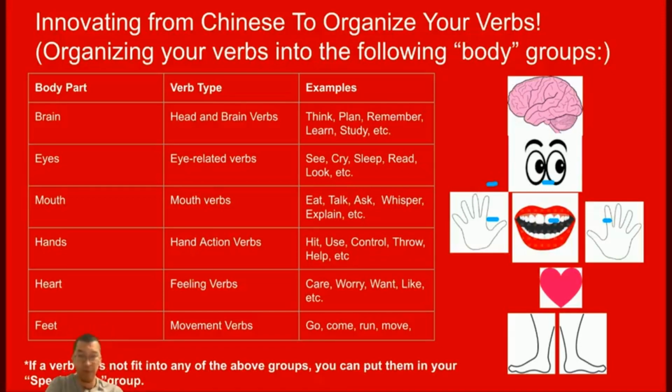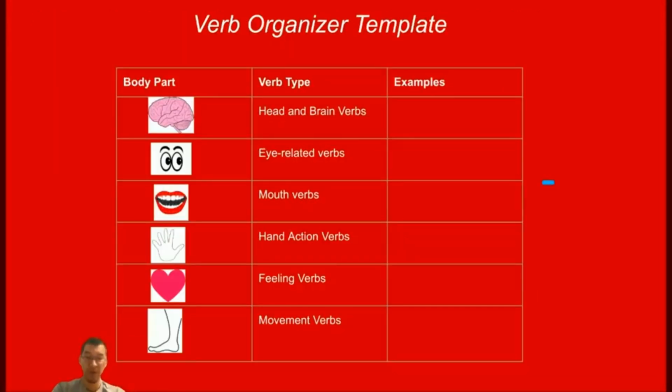Of course, not all verbs fit so neatly into these 6 categories, but I would like to believe that most or many will fit into these categories. If a verb does not fit into any of these categories, then you can create your own group called the special group, or come up with your own creative way to place those verbs. So from this, you can create your own verb organizer template similar to this, where you have your list of body part groups, you have your verb types, and then you include your examples like I did for English.